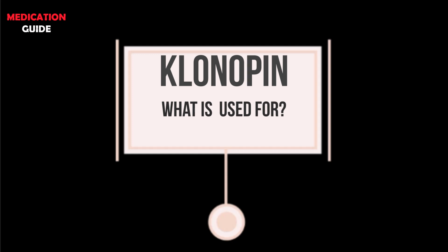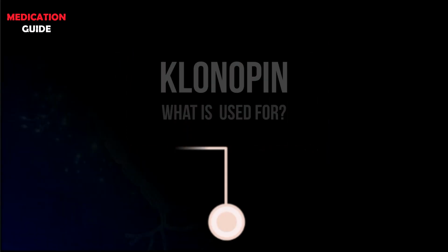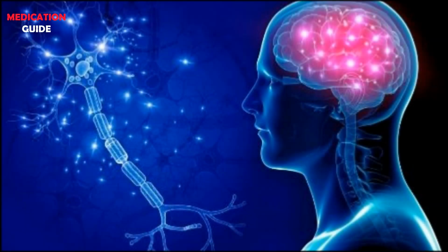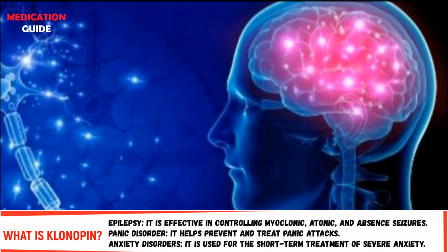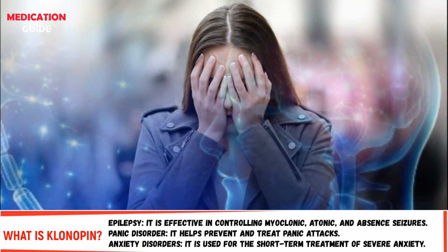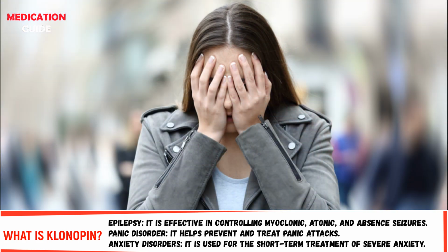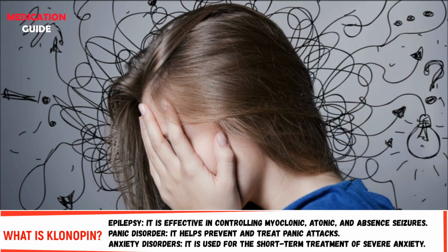What is Klonopin used for? Klonopin is commonly prescribed for the following conditions. Epilepsy. It is effective in controlling myoclonic, atonic, and absence seizures. Panic disorder. It helps prevent and treat panic attacks. Anxiety disorders. It is used for the short-term treatment of severe anxiety.